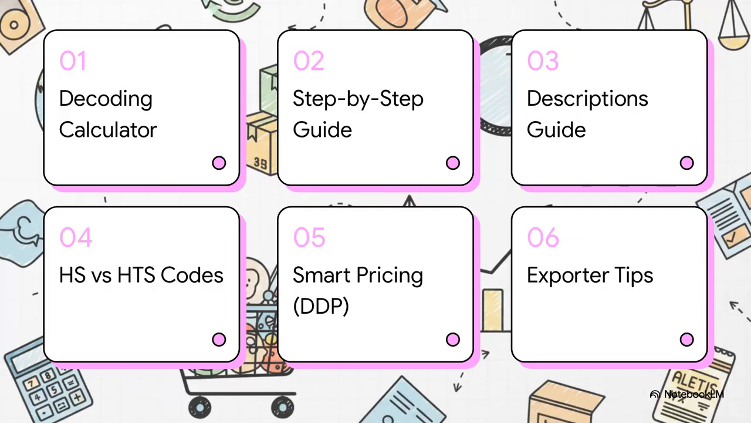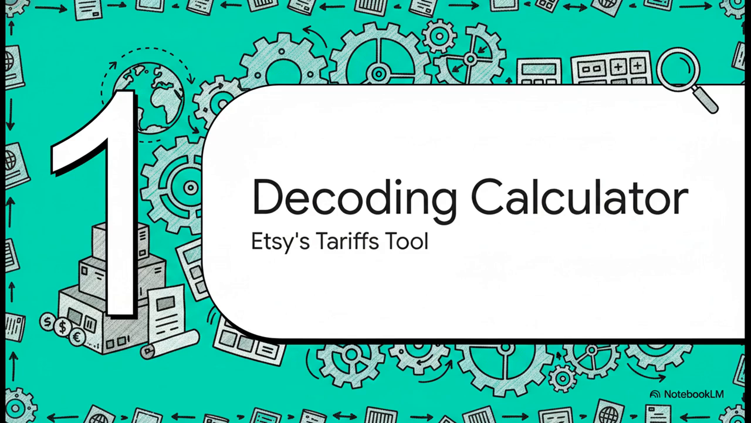To fix this issue forever, here's our roadmap for today's explainer. We'll start by decoding the tariff calculator, move into a step-by-step guide, and then hit a description masterclass. After that, we'll look at HS versus HTS codes, explore smart pricing with DDP, and wrap it all up with some essential exporter tips.